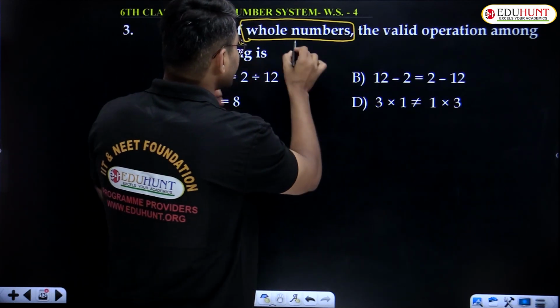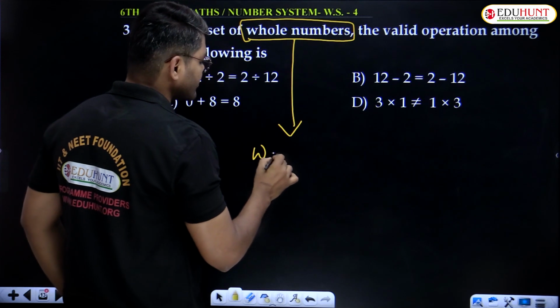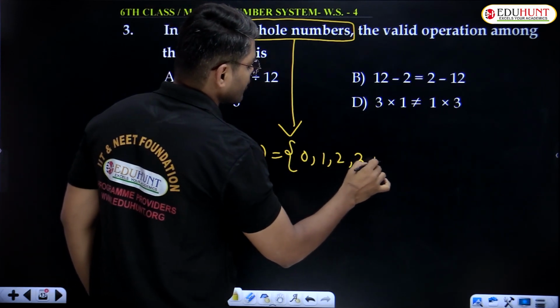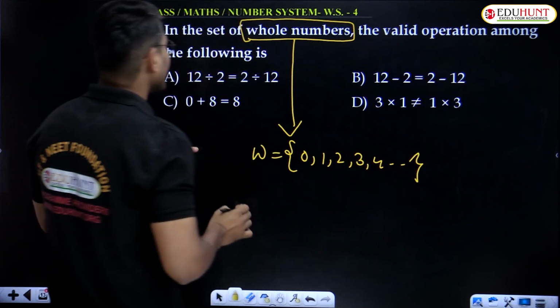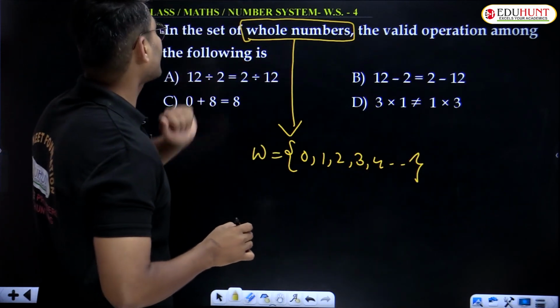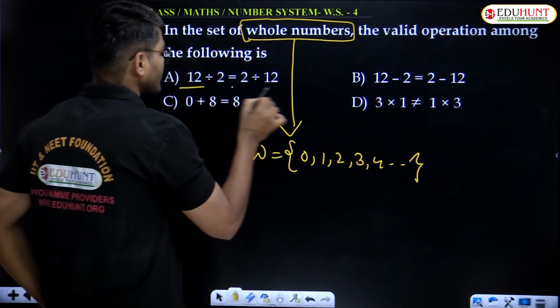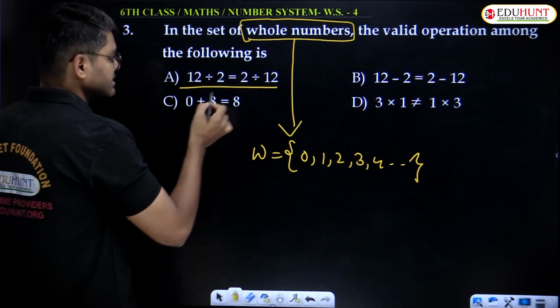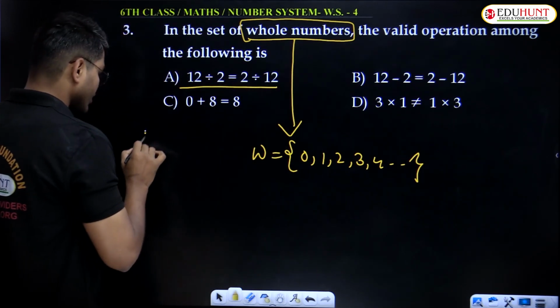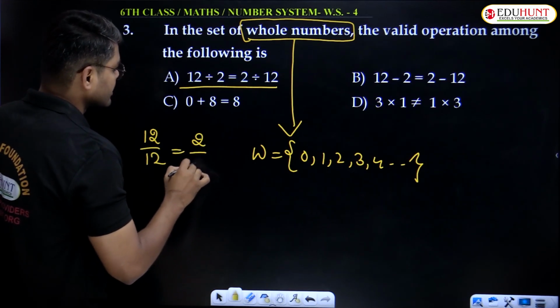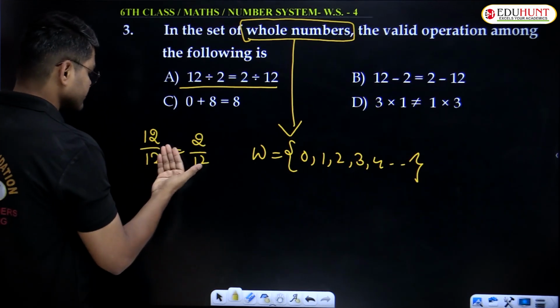Whole numbers are represented by W, that is the set of 0, 1, 2, 3, 4 and so on like that. Now see, the question is the varied operation among the following is. What is varied operation here? First let's take option A. 12 by 12 is equal to 2 by 12. Sorry, this is 12 by 2.